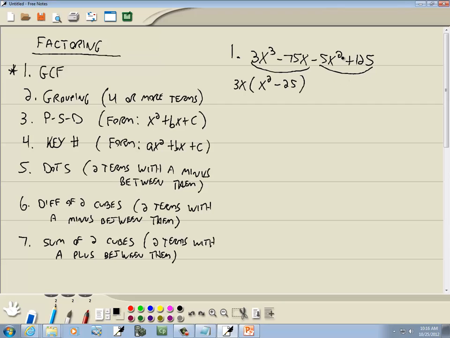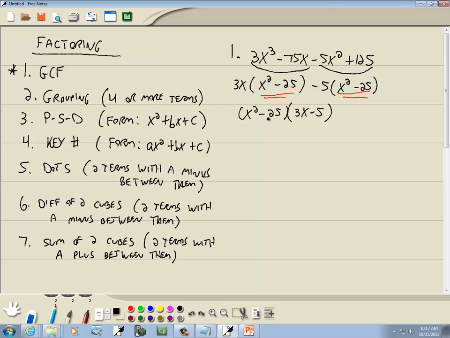Now looking at our last two terms, they're both divisible by 5, and my first term is negative. So I'll factor out a negative 5, and that gives us x squared minus 25. Now our goal with grouping is, again, to get this parentheses the same as that, which they are. So I'll factor that out in front, and that leaves us 3x minus 5. Now 3x minus 5 we're done with.